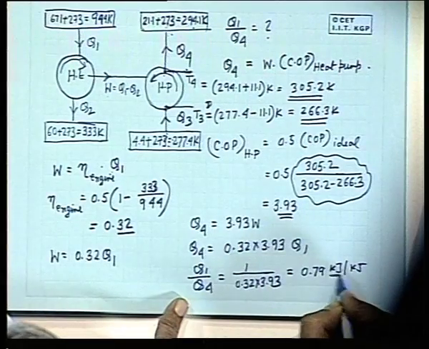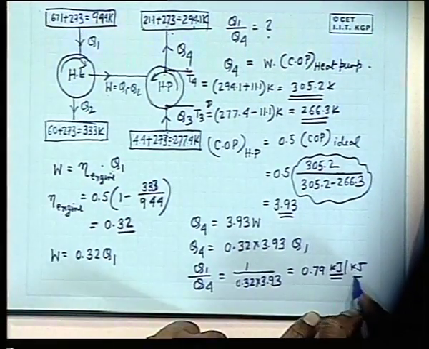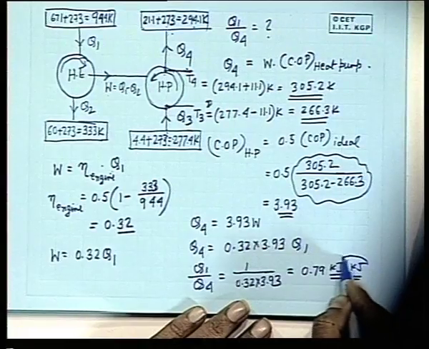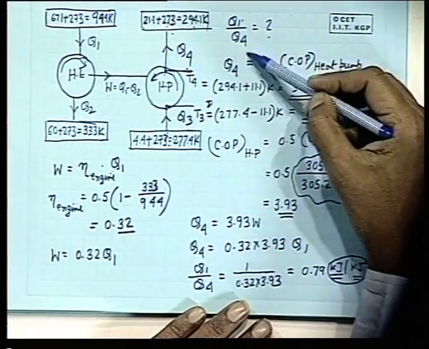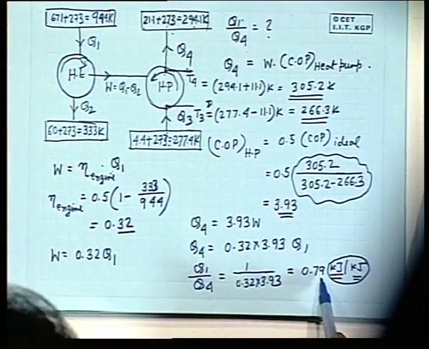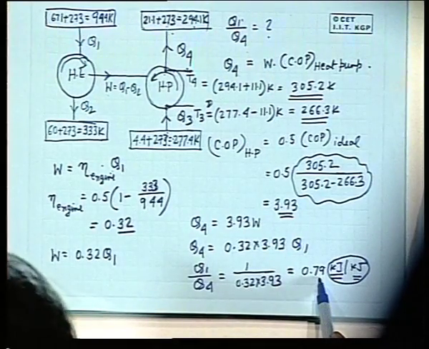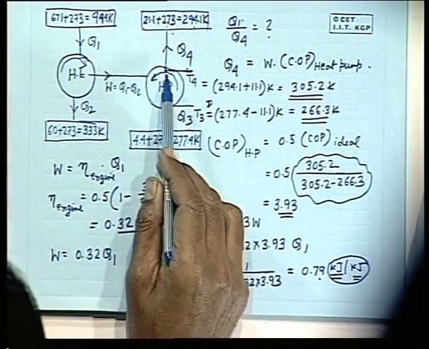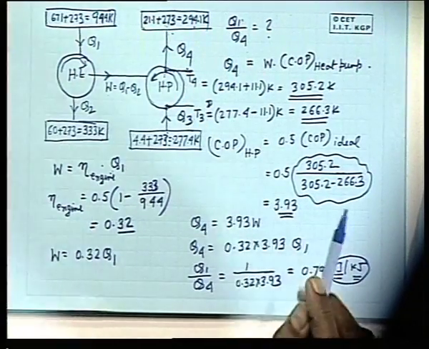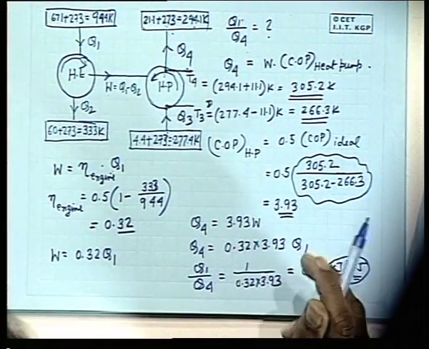This kilojoule per kilojoule means kilojoule of heat input per kilojoule of heat output. You may write it or may not write it, because this quantity is unitless. That means this is the amount of heat delivered to the heat engine per unit amount of heat delivered to the block of flats by the heat pump.